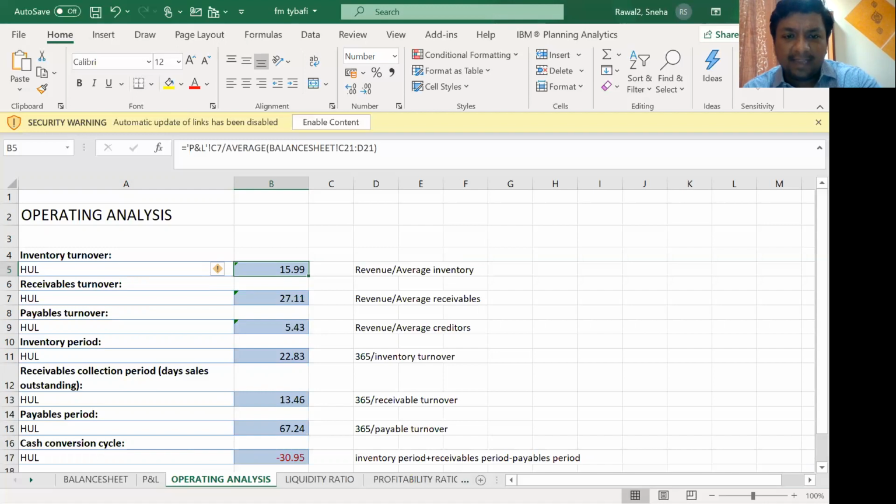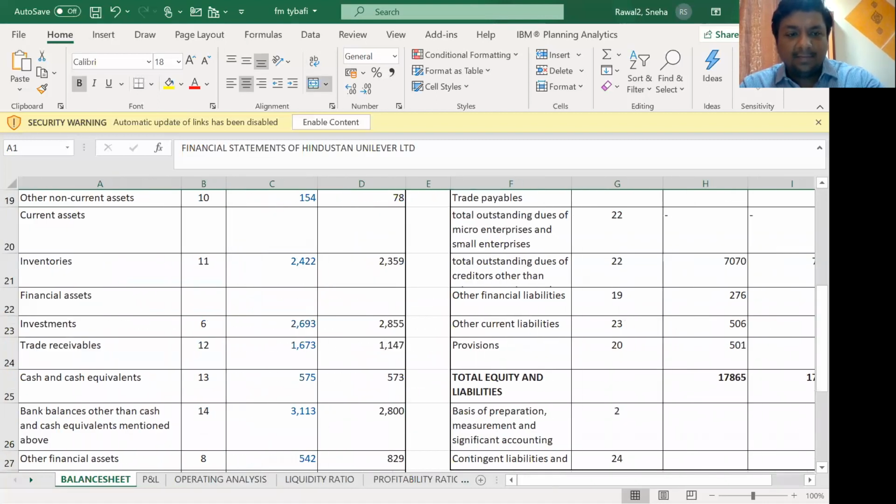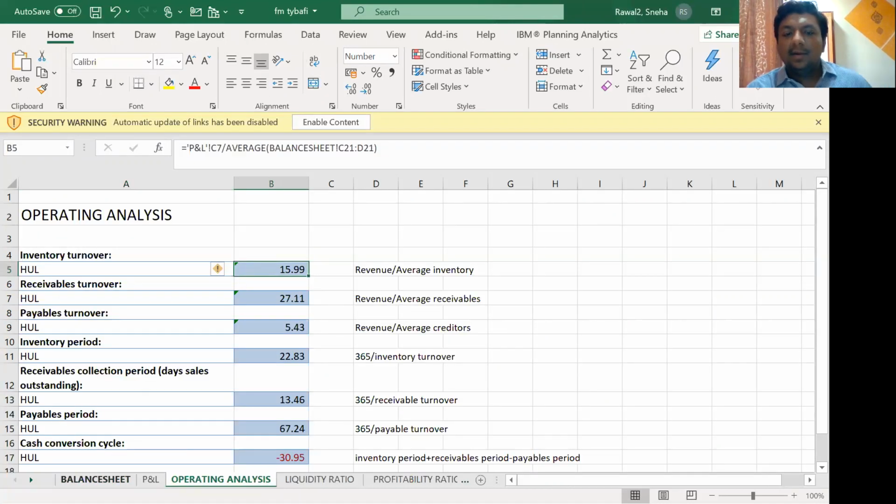Okay, so how have we calculated this answer? That is revenue from operations, 38,224, divided by average inventories, that is the average of 2422 and 2359. That gives you your answer of 15.99.